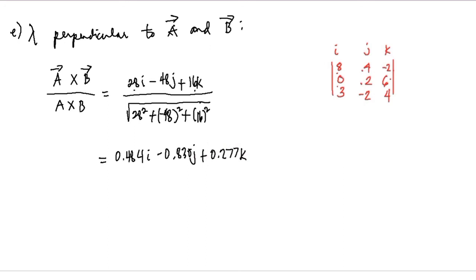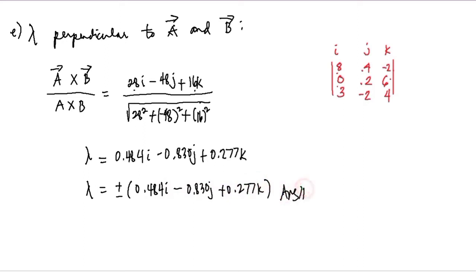So this is now the value of the unit vector perpendicular to A and B. The negative of this vector is also perpendicular to both A and B. So we have here the positive and the negative of this value as perpendicular to our vector A and B. And this is our final answer.